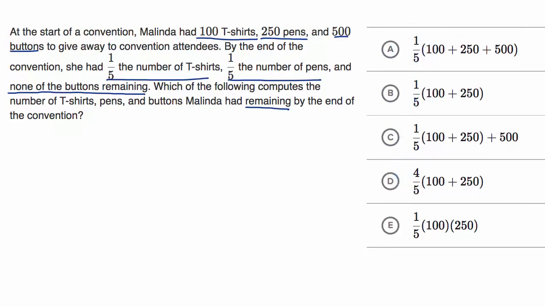So if we just try to generate our own expression, even before looking at these choices, we know that she is left with 1/5 of the original number of t-shirts, and she originally had 100 in t-shirts. So how many t-shirts is she left with now? So she's left with 1/5 times 100. And then how many pens is she left with now? Well, they tell us that we are left with 1/5 the original number of pens. So that's going to be plus 1/5 times the original number of pens, times 250.